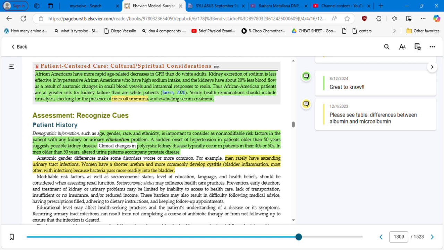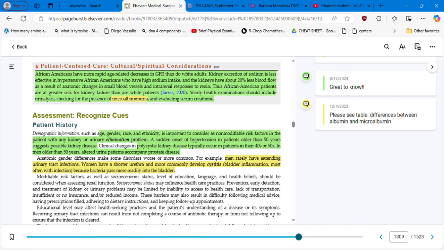African Americans have more rapid age-related decreases in GFR than whites do. And that's also something that you need to remember. Yearly health examinations should include urine analysis, checking of the presence of microalbuminuria, and evaluation of serum creatinine, and that's good to know.